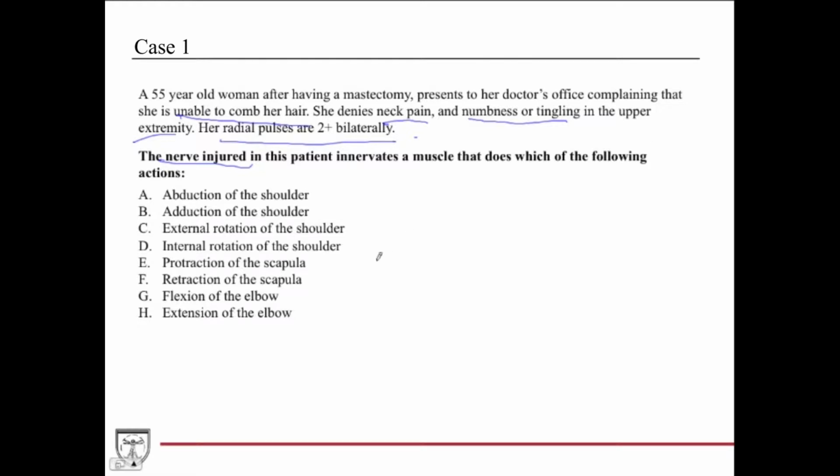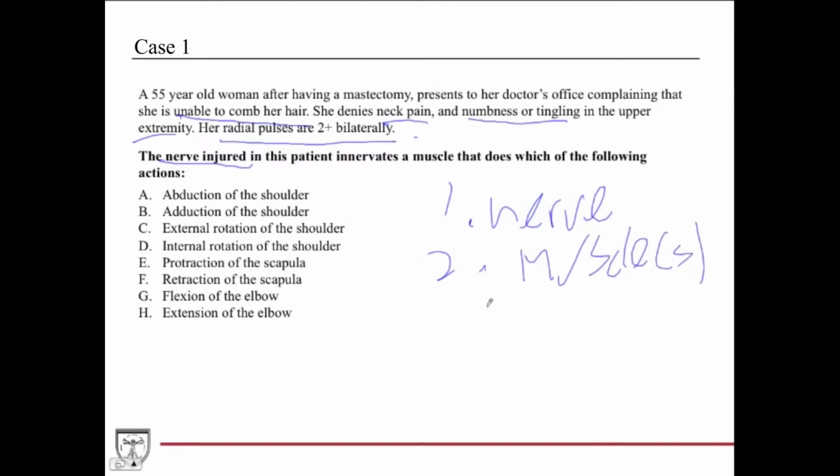So there's two steps here. One, you've got to figure out what nerve it is. And then two, you've got to figure out what muscle or muscles are innervated by that nerve. And then you've got to know what the action is. So really, in a sense, it's almost a three-step. So it's a good anatomy question.